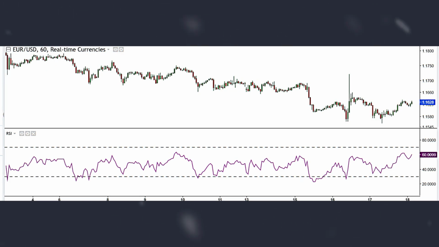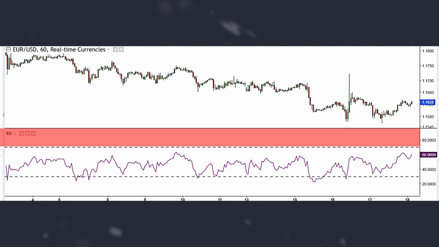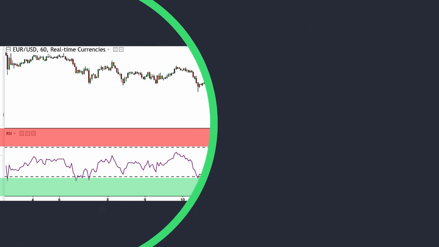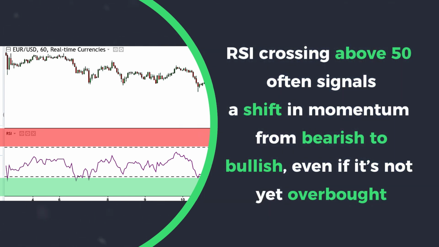Let's quickly review the basics. The Relative Strength Index, RSI, is a momentum indicator that helps us identify overbought and oversold conditions in the market. When RSI is above 70, the asset is considered overbought. When it's below 30, it's considered oversold. But here's something most beginners miss. RSI crossing above 50 often signals a shift in momentum from bearish to bullish, even if it's not yet overbought.